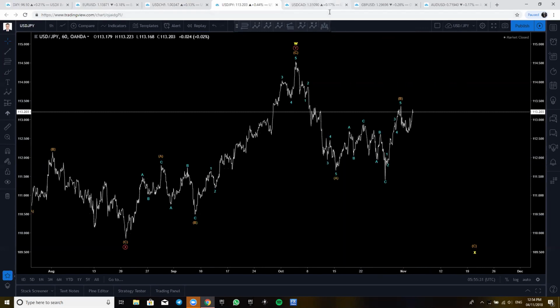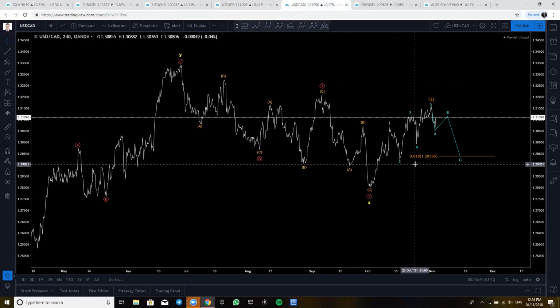So you choose what you want to trade. You don't really want to trade all of these because you're overexposing yourself to the same idea. So pick your favorite volatility, structure, favorite pair, and go for it. But they all are saying the same thing in the moment.